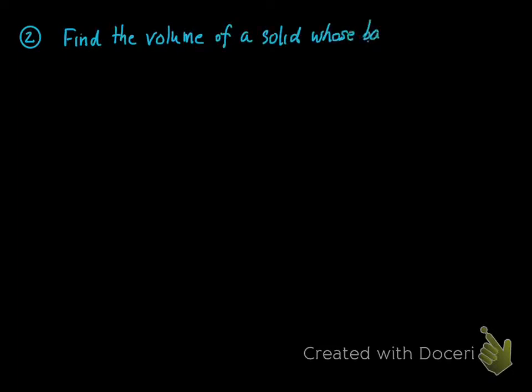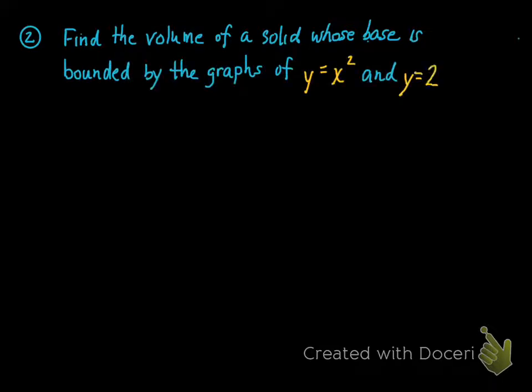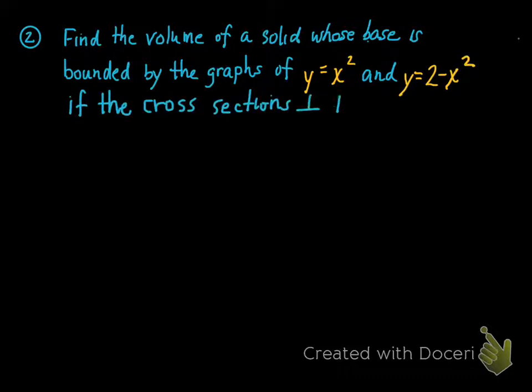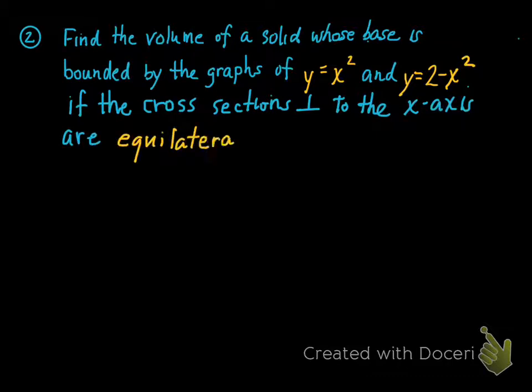Alright, so here is example 2. We're talking about finding the volume, this time of a solid whose base is bounded by the graphs of y equals x squared and y equals 2 minus x squared. The cross sections this time are going to be perpendicular to the x-axis as well, and are equilateral triangles.